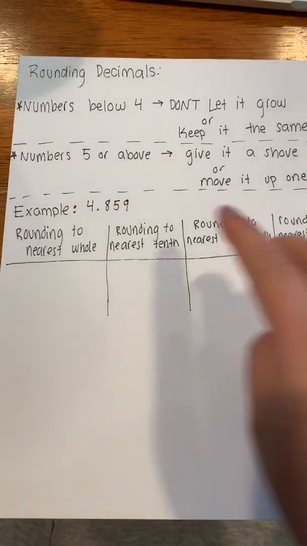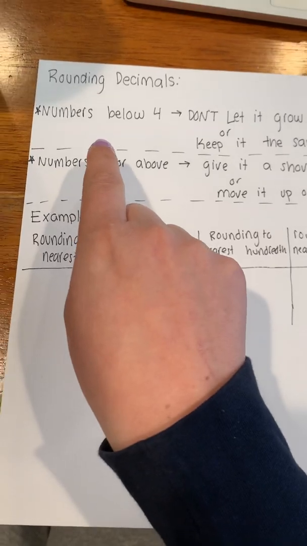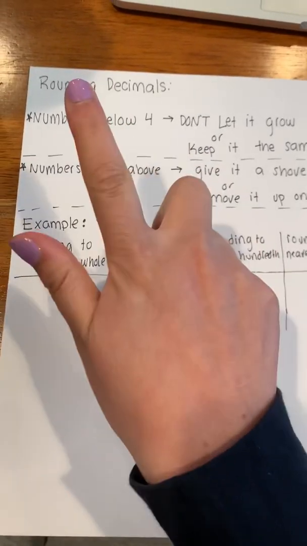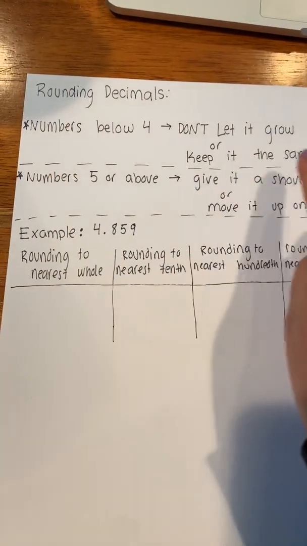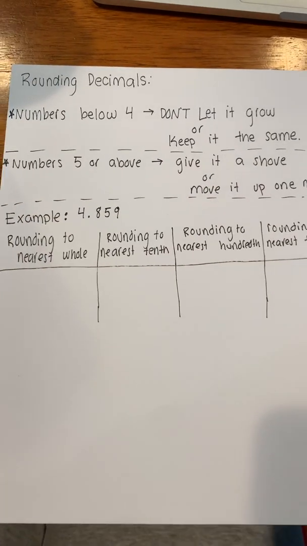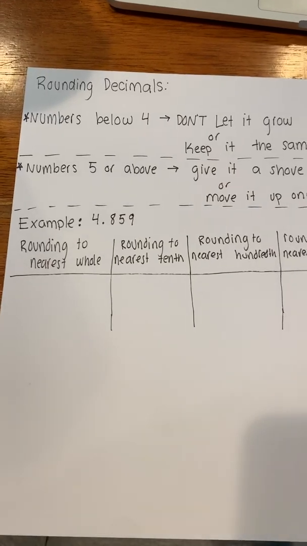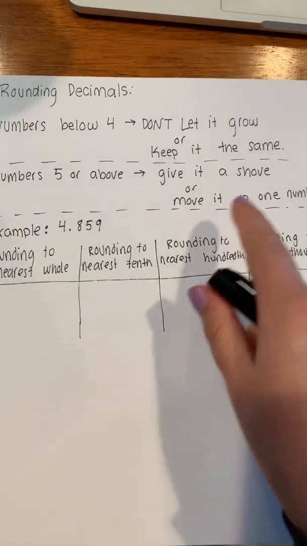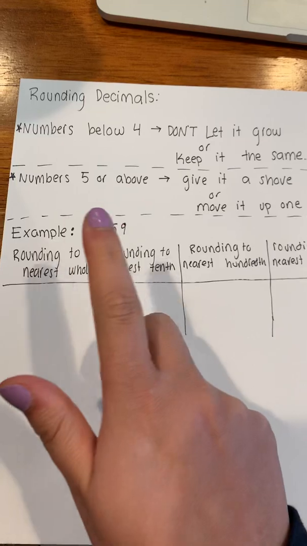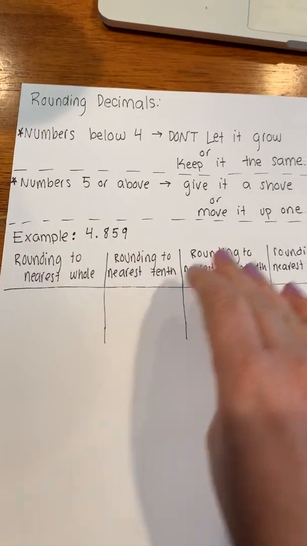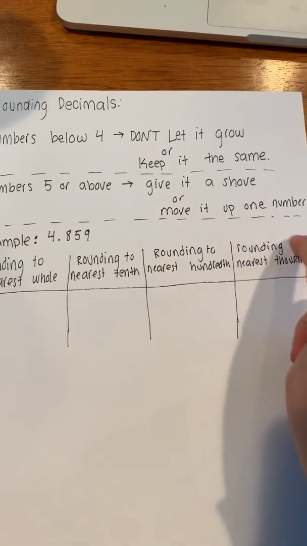So anyway, I just put some notes here. Numbers below 5, so 1, 2, 3, and 4, we don't let it grow, or we can just say keep it the same. I know you guys remember it by 4 below, don't let it grow. 5 or above, you give it a shove. So 5, 6, 7, 8, and 9, you give it a shove, meaning you move it up one number.